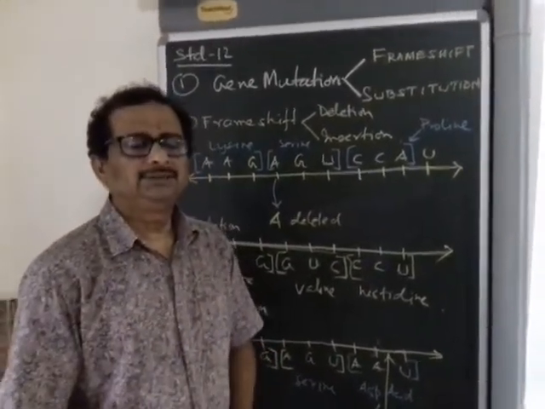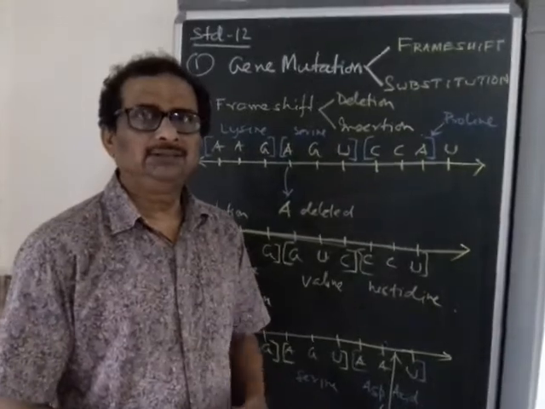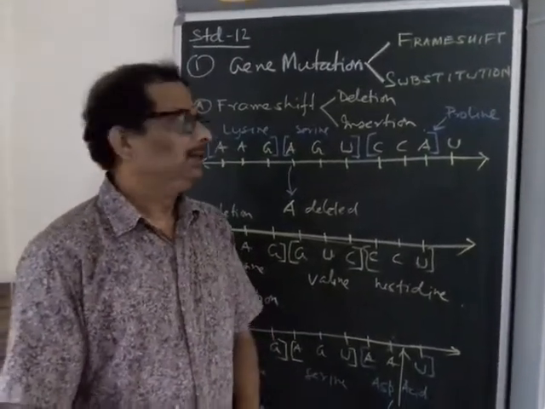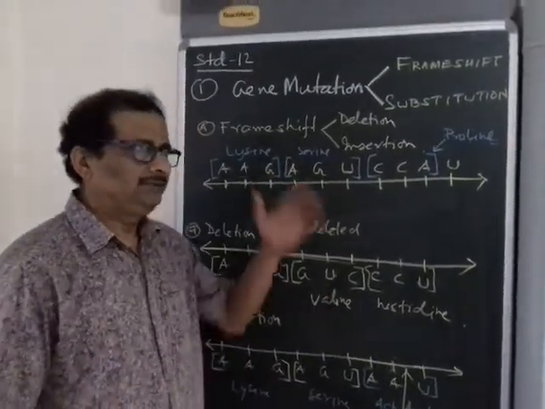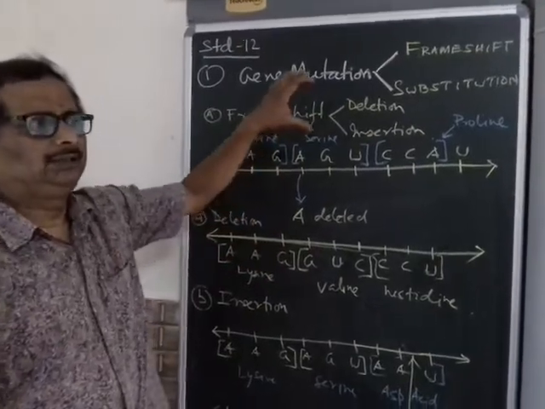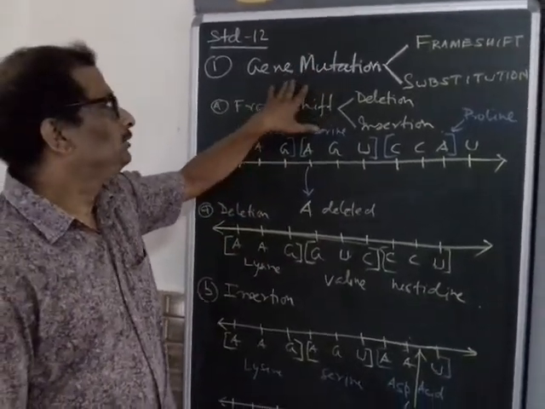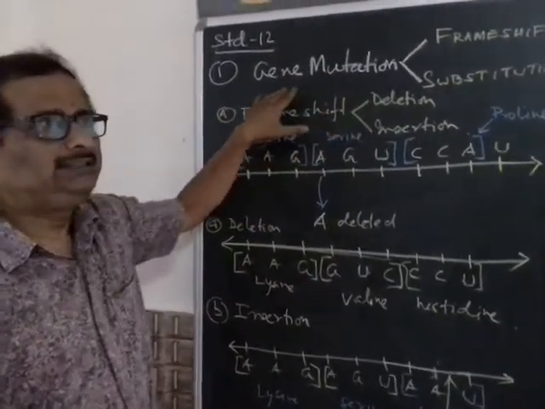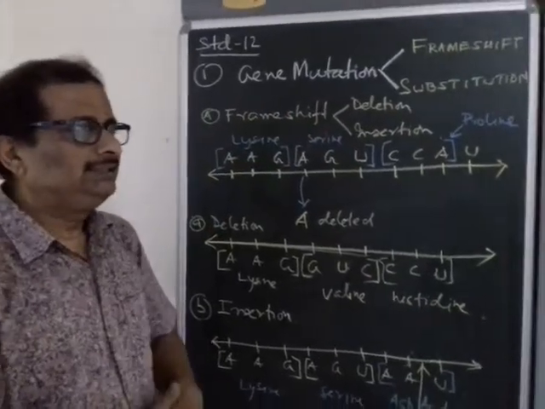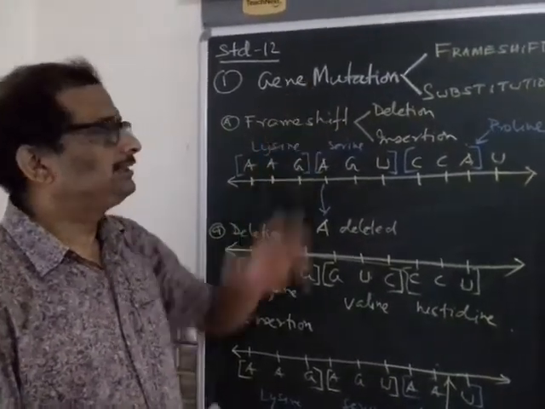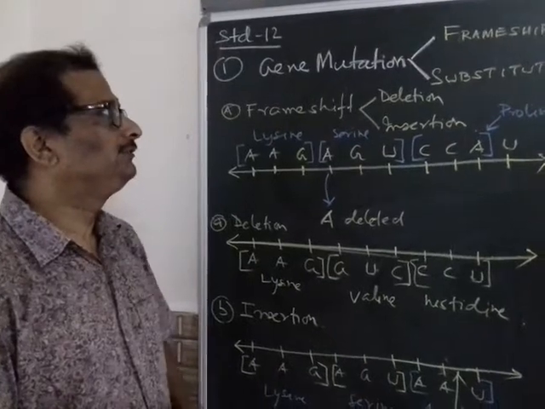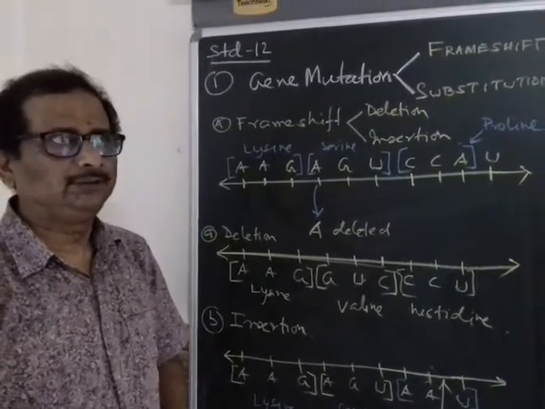Good morning students. For standard 12 we are going to continue the chapter on mutation, and we have already started that. What we are going to discuss today is gene mutation. Now gene mutation is basically of two types. One is called a frameshift mutation, another is called substitution.